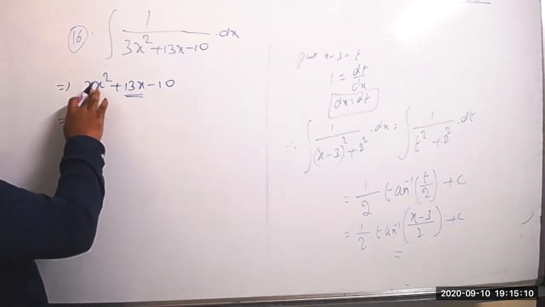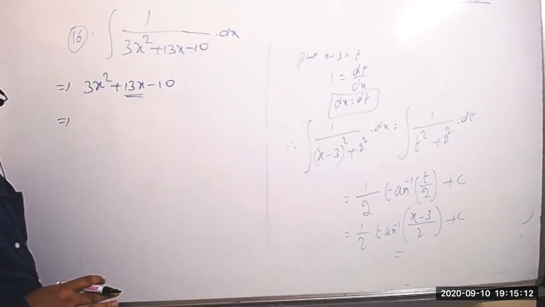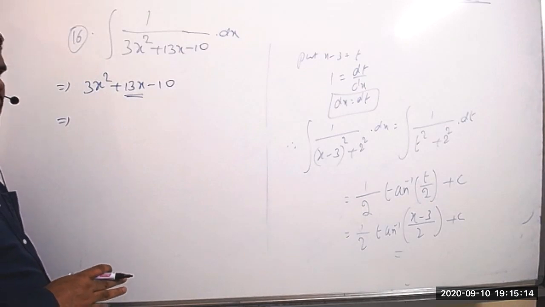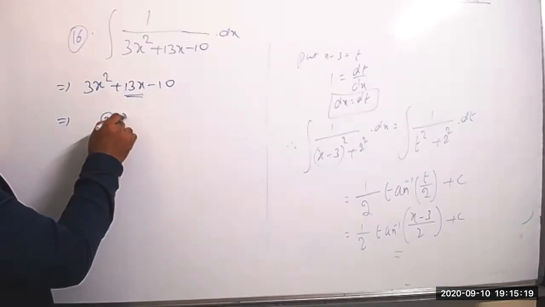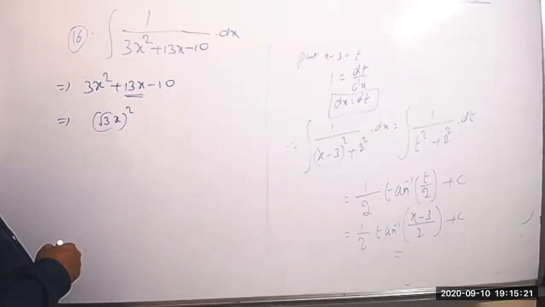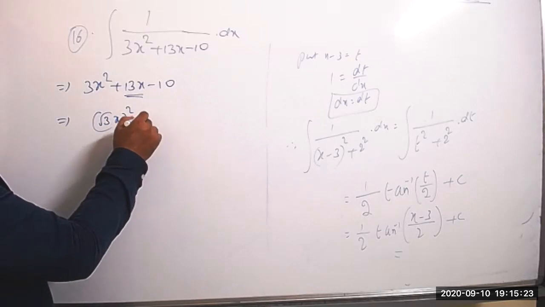Or else you can take root 3 whole square. Both are the same thing, so no need to get confused here. If we take root 3, then what we get is root 3x whole square, plus this is 2ab.